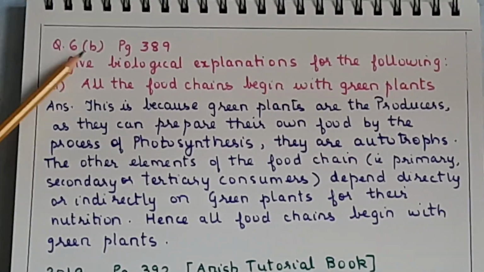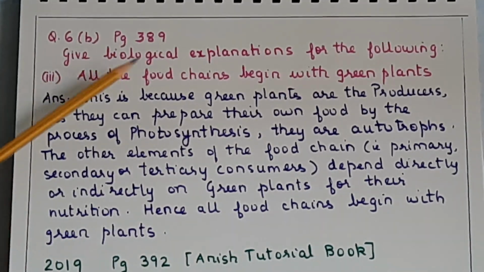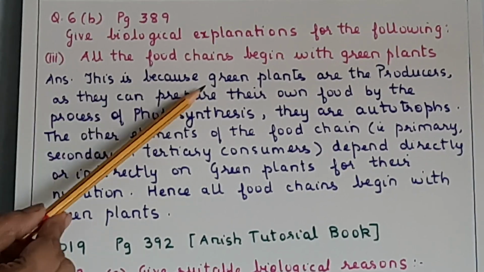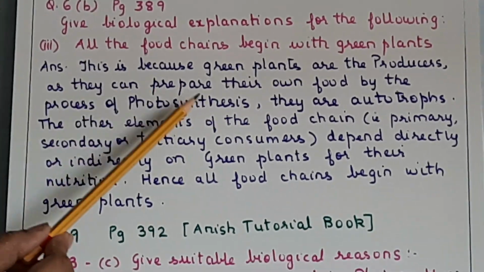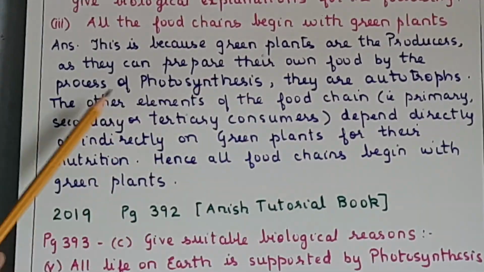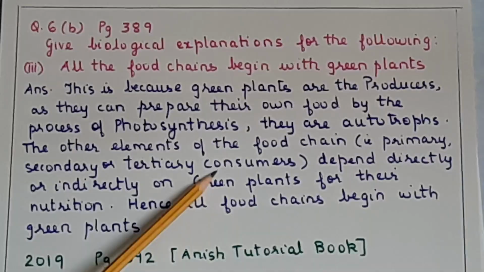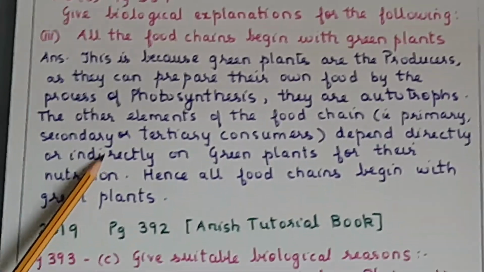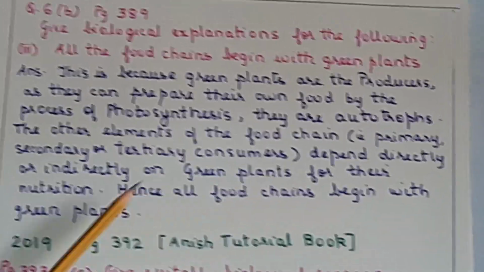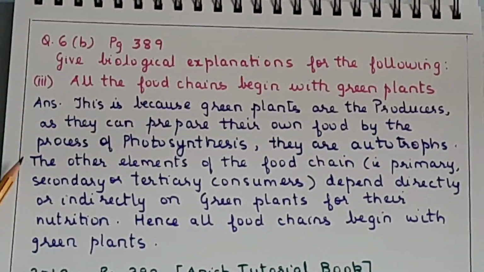Then question 6b, page 389, give biological explanations for the following. All food chains begin with green plants. So the answer will be, this is because green plants are the producers, as they can prepare their own food by the process of photosynthesis. So they are autotrophs. The other elements of the food chain, that is primary, secondary and tertiary consumers, will depend directly or indirectly on green plants for their nutrition. Hence all food chains begin with green plants. Okay, is it clear? So we complete the questions of 2018.